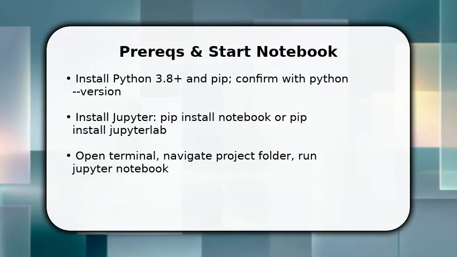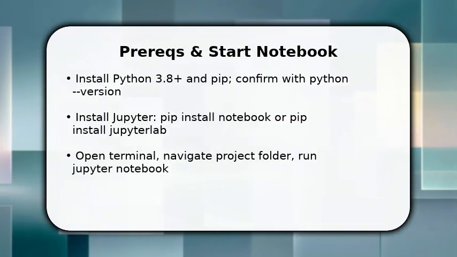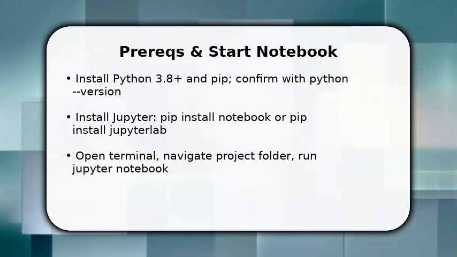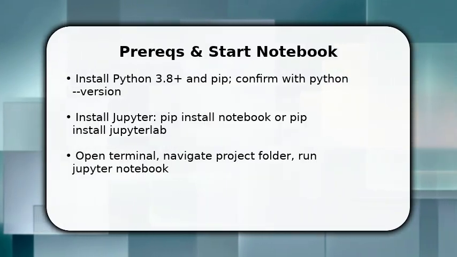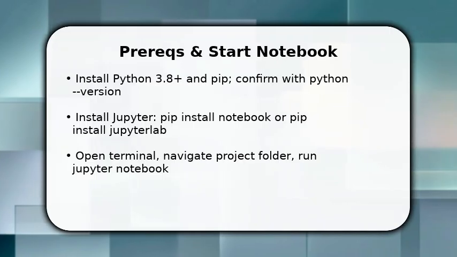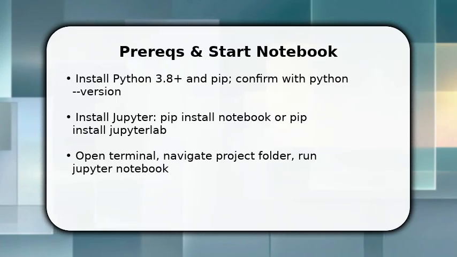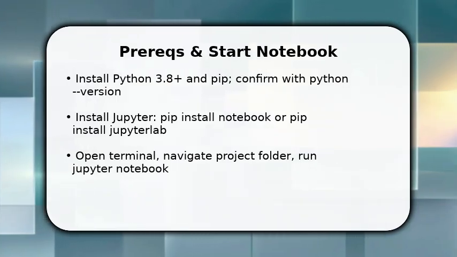You need Python and Jupyter installed. Once they are, open your project folder in a terminal. You'll run Jupyter Notebook or Jupyter Lab and a browser tab will open. Create a new Python 3 notebook and name it clearly. You should save often, use Ctrl+S or the save icon.